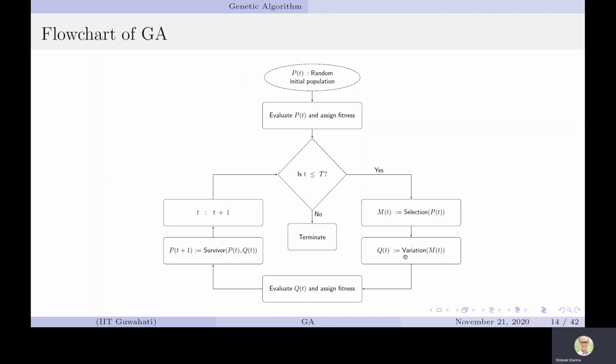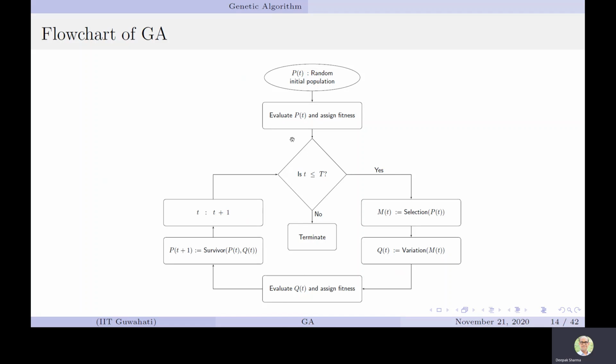Now, as we have understood that crossover and mutation are going to change our solution, they are stored in Q. Since all the members in Q are new, we have to evaluate Q and assign the fitness as we have done earlier with P. P is referred to as the parent population. Q is referred to as the offspring population. Thereafter, we have a survivor.